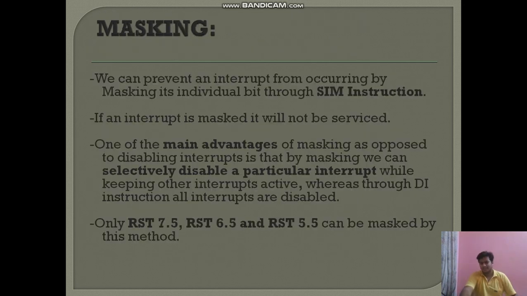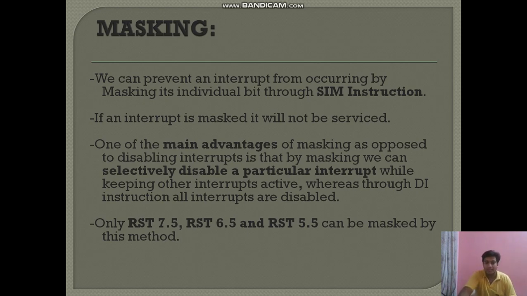So let's see something in detail about masking. As I have told you earlier, we can prevent an interrupt from occurring by masking its individual bit through the SIM instruction. If an interrupt is masked, it will not be serviced. If an interrupt is masked, we cannot service it. The advantage of masking is that we can individually mask one interrupt, two interrupts, or three interrupts. Which three are these? RST 7.5, 6.5, and 5.5 can be masked by this method.